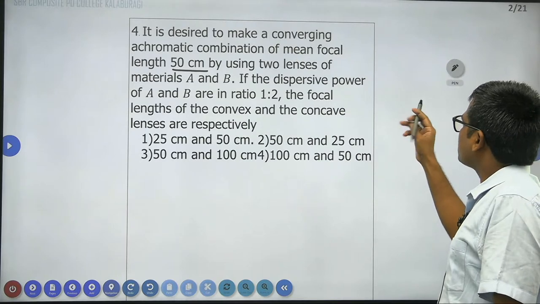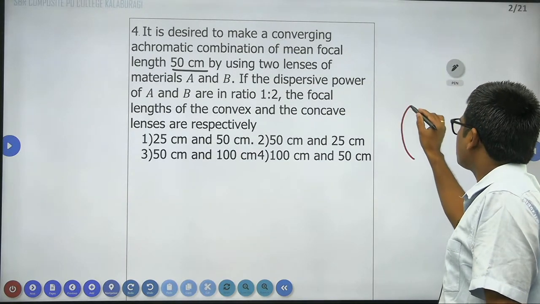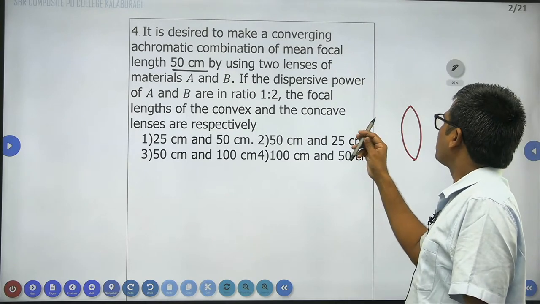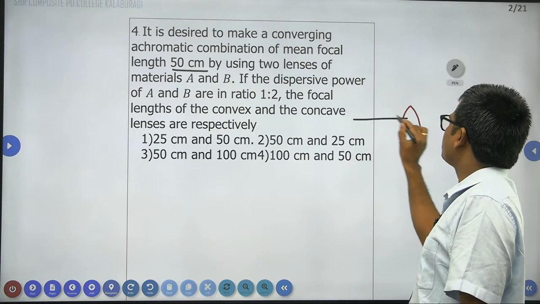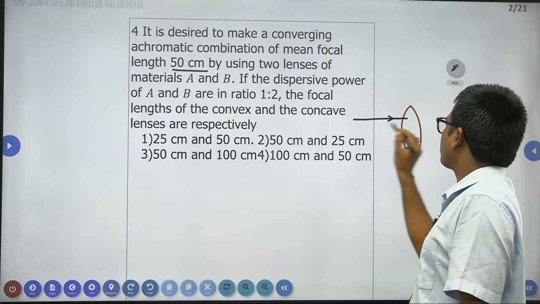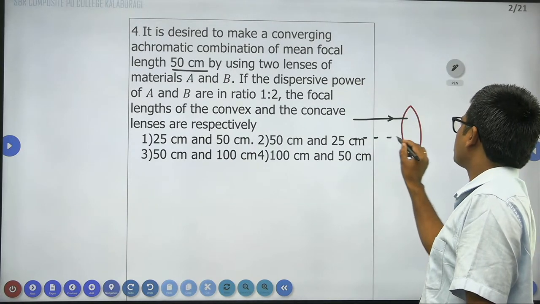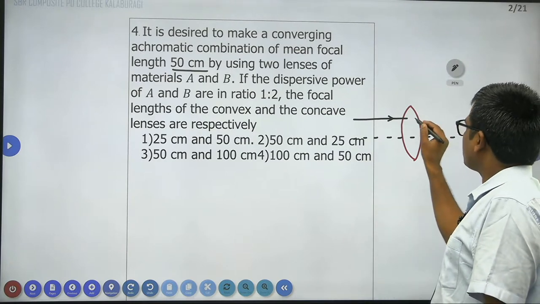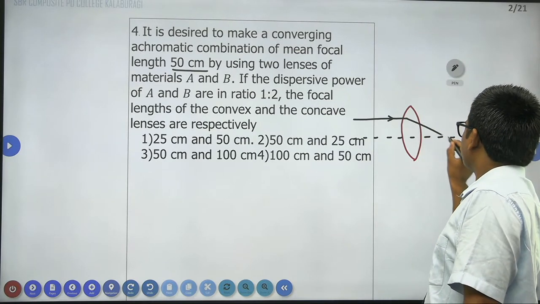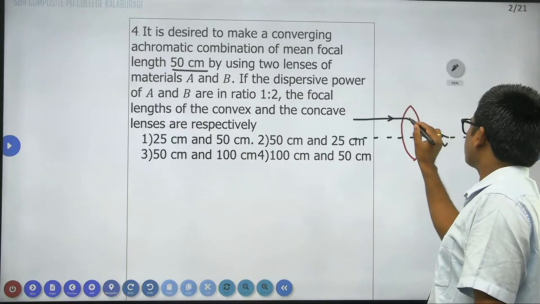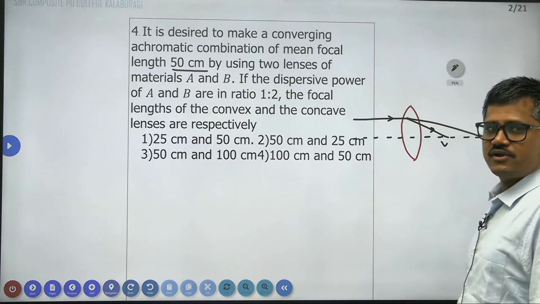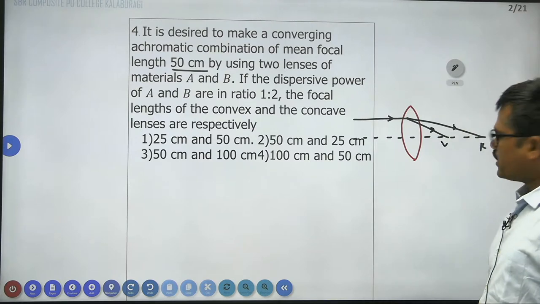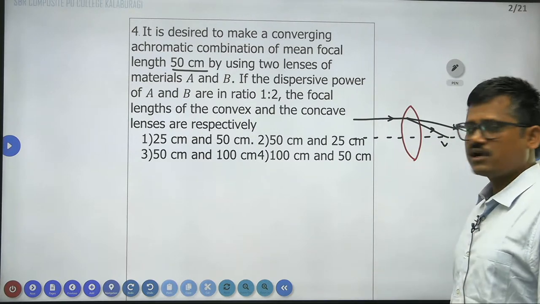If you use a single convex lens or a single concave lens, then what will happen if white light passes through it? Suppose it's along the principal axis. Violet will converge very close to the optic center, and red will converge far away from the optic center. It means focal length is different for different wavelengths.